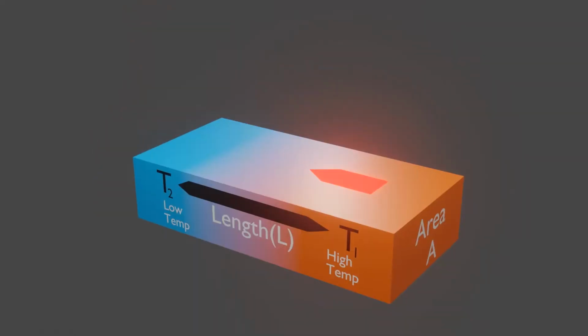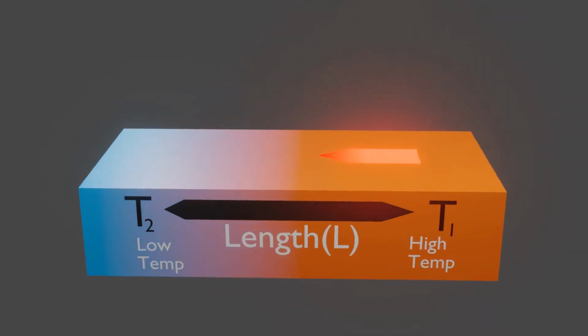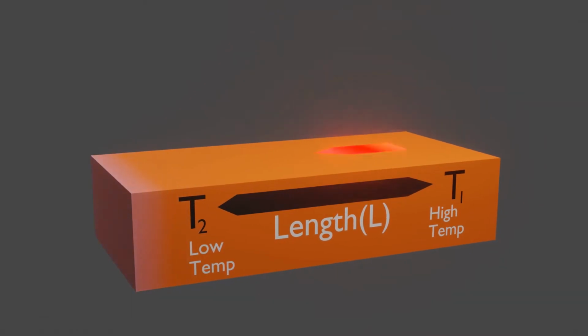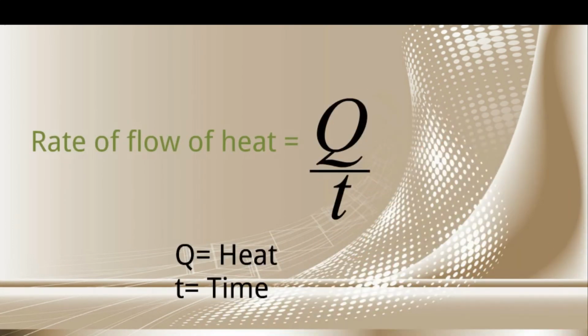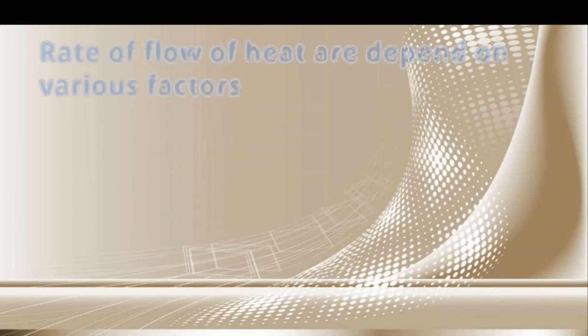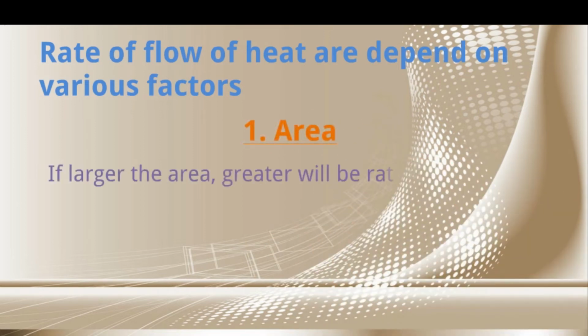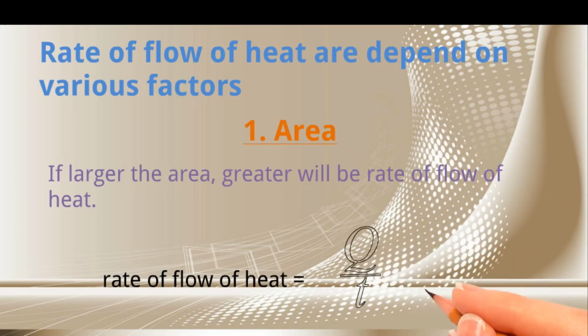Consider a solid block. One of its faces, area A, is heated to a temperature T1. Heat flows along its length to the opposite face at temperature T2 in T seconds. The amount of heat that flows in unit time is called the rate of flow of heat. Rate of flow of heat equals Q over T, where Q is heat and T is time. Rate of flow of heat depends on various factors. Area: the larger the area, the greater will be the flow of heat. So rate of flow of heat is directly proportional to area.